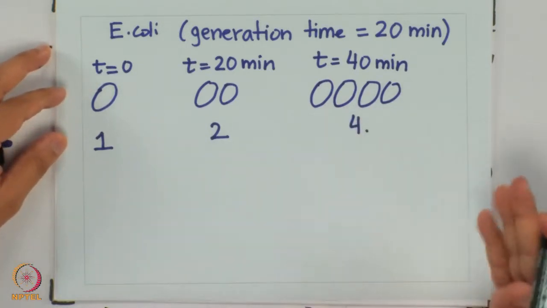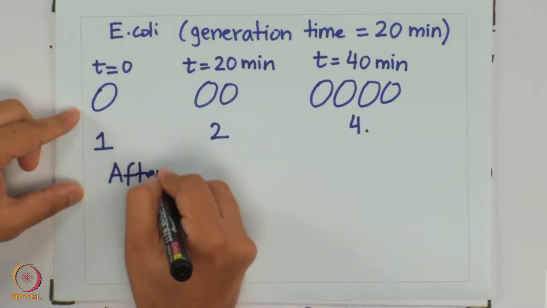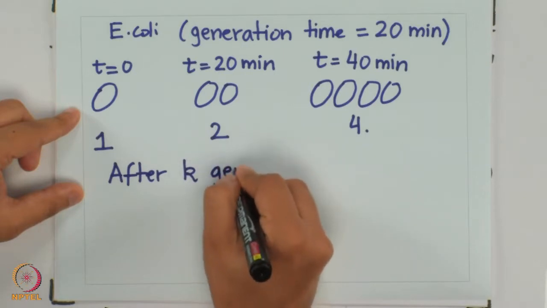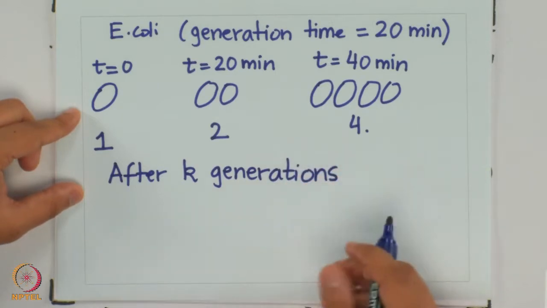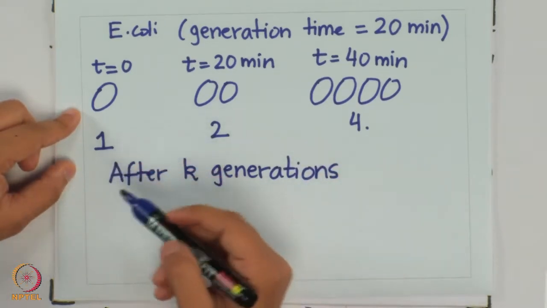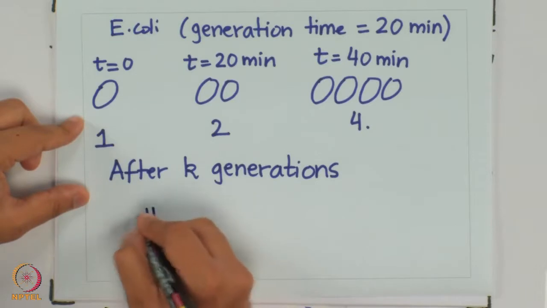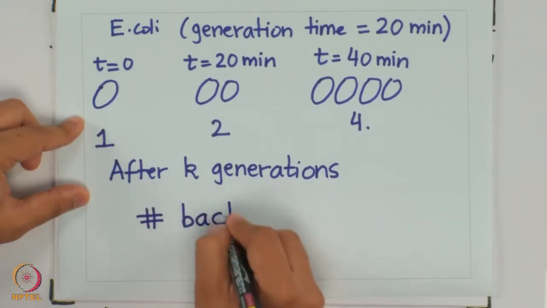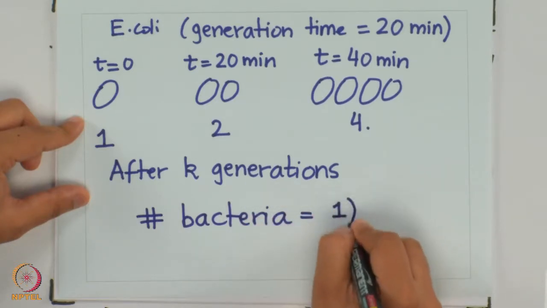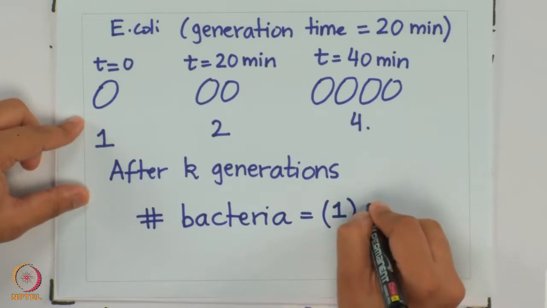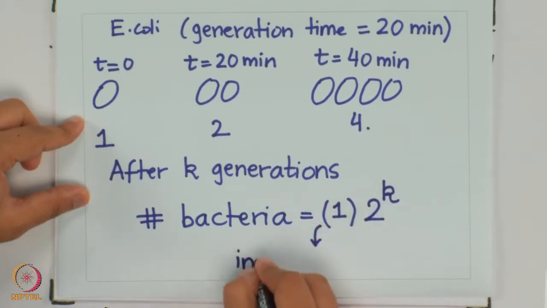So you can easily see a pattern developing here that after k generations, where each generation represents the time it takes for the E. coli bacterium to divide, which in this case is 20 minutes, the number of bacteria after k generations can be represented as 1, which is the initial number of bacteria that we started with, times 2 to the power k. 1 here represents the initial number of bacteria.